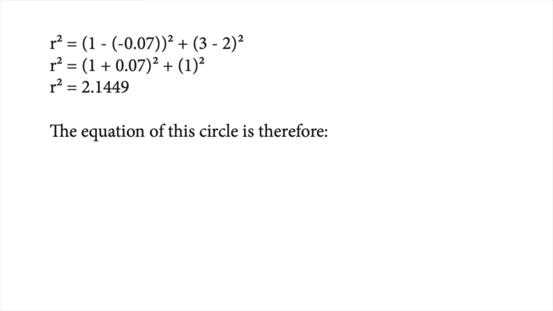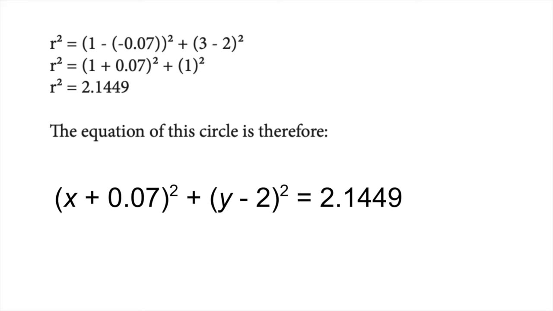Substituting these values into the equation and simplifying, we end up with r squared is equal to 2.1449. For the equation of our circle, we need the value of r squared. We can therefore say that the equation is x plus 0.07 all squared plus y minus 2 all squared equals 2.1449. When we are giving the equation of a circle, we will always leave x and y in the equation. These are the values of any point on the circle. The other values are substituted in as the x and y value of the center and the radius squared.